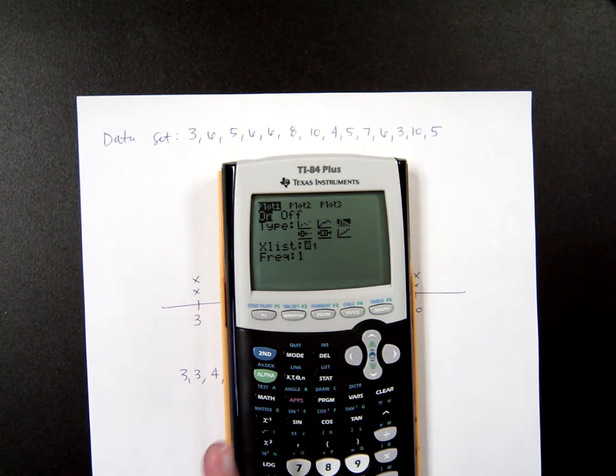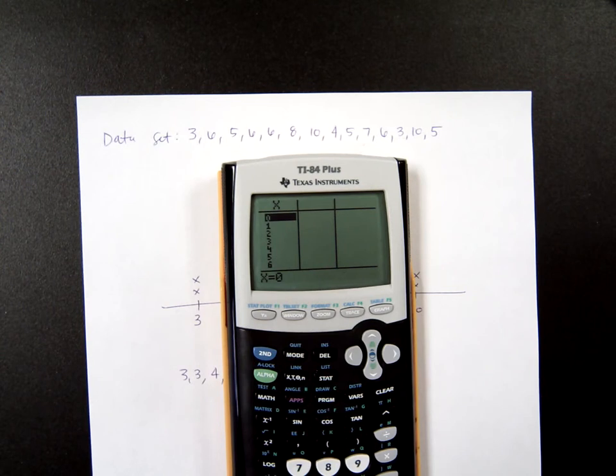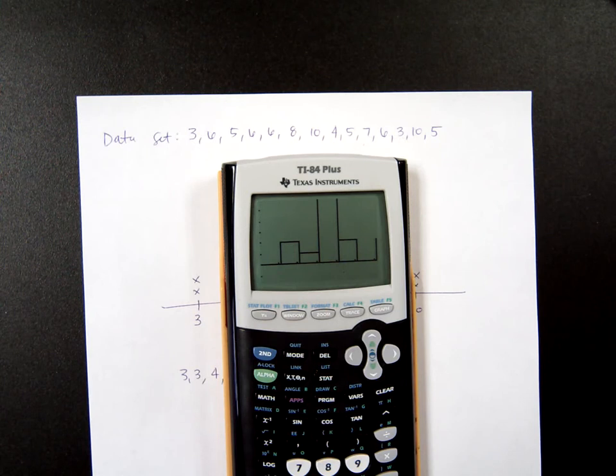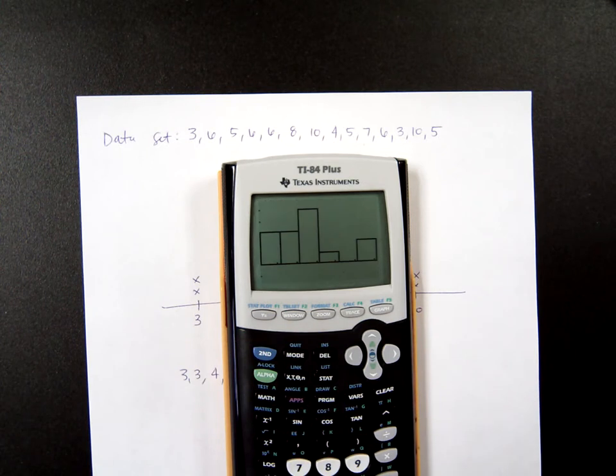Okay, once you have it like that, you're going to go second graph. No, you're just going to go regular graph. Sorry. Just hit regular graph. Okay, the scale might be all funky, so hit zoom 9. Zoom and then number 9. Okay, and there's your histogram.